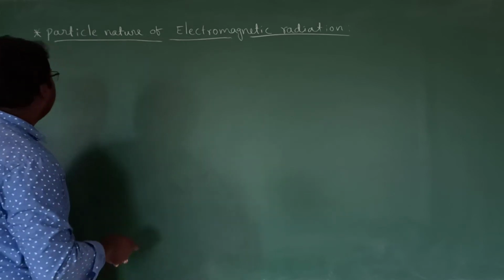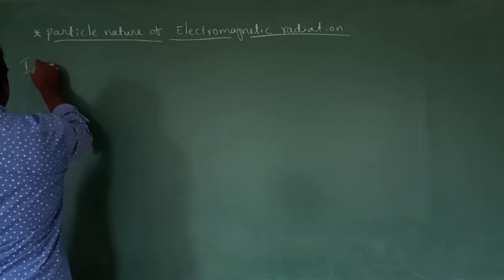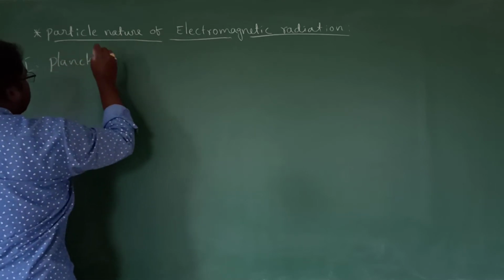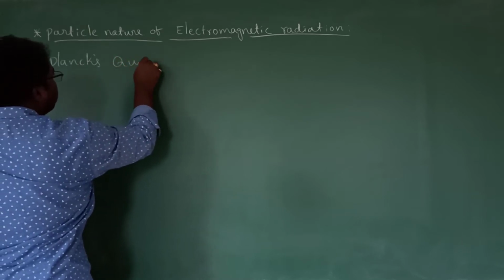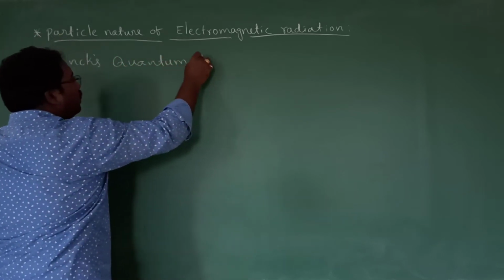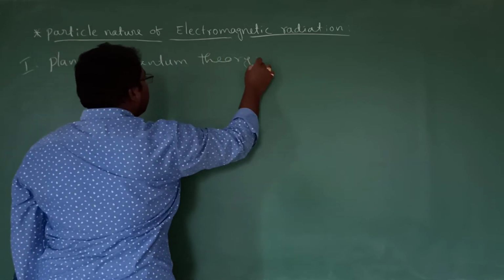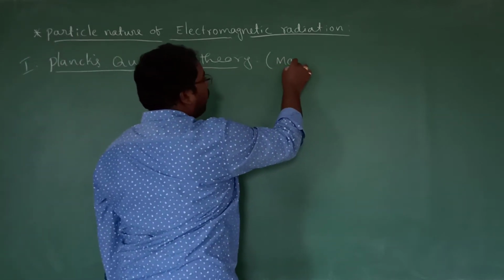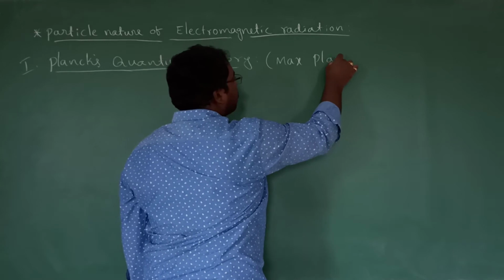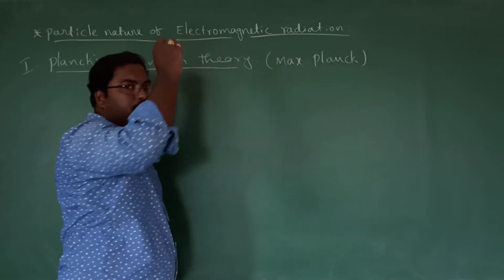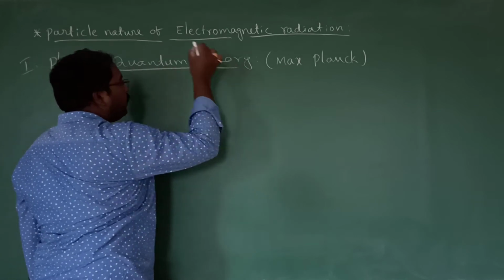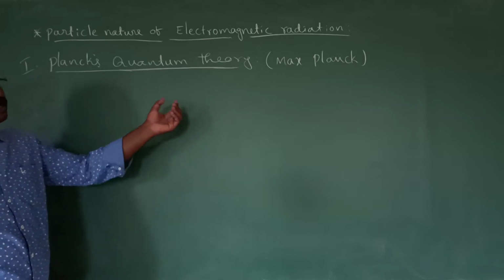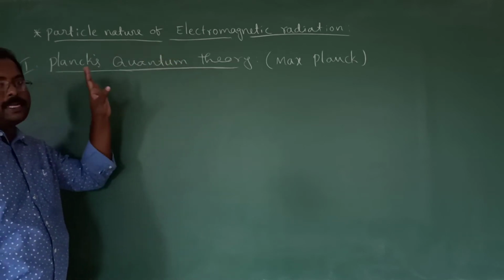Out of that, the very first and the most important one is Max Planck's quantum theory, simply known as Planck's quantum theory. It was proposed by Max Planck. This is the name of the scientist who proposed the quantum theory. You all know, I hope you remembered everything. Let us discuss simply about this Planck's quantum theory.